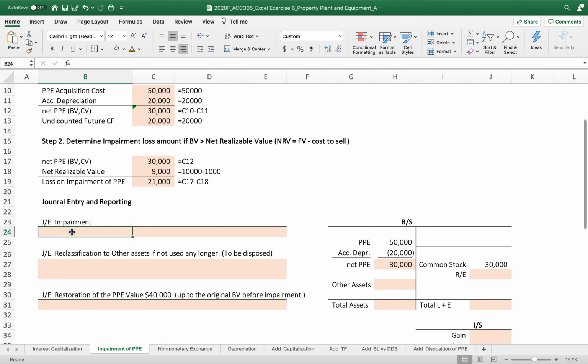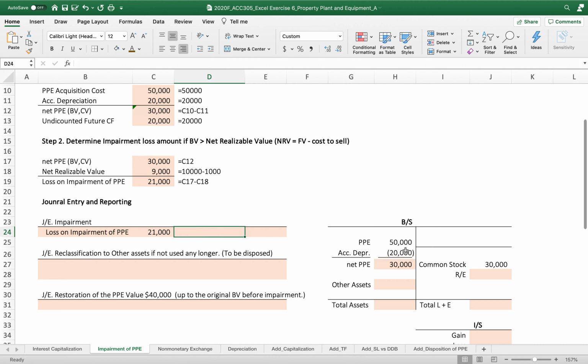Impairment. How to impair? Now on the debit side, loss on impairment of PP&E. How much is that? $21,000 impairment. Then we pair this loss on impairment of PP&E with accumulated depreciation. We do not reduce this PP&E right away, even though we recognize this loss.